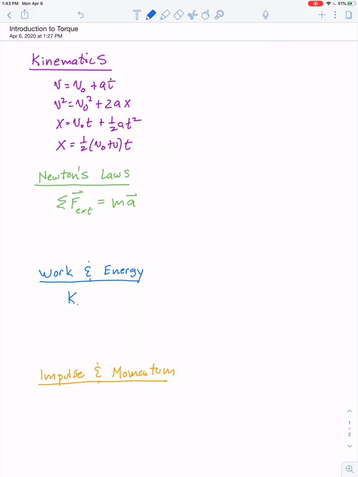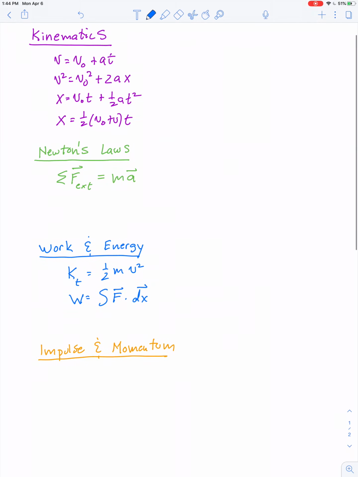Kinetic energy, for translation, is 1/2 mass times velocity squared, and work is equal to the integral of a force vector dot product with incremental displacement, which led us to a study of impulse and momentum. We defined impulse as a vector quantity that's equal to force multiplied by time, and impulse is also a vector quantity that's equal to mass multiplied by velocity, and in fact the impulse acting on an object is equal to the object's change in momentum.